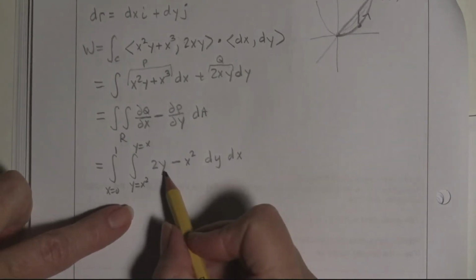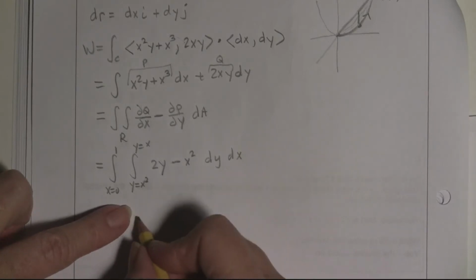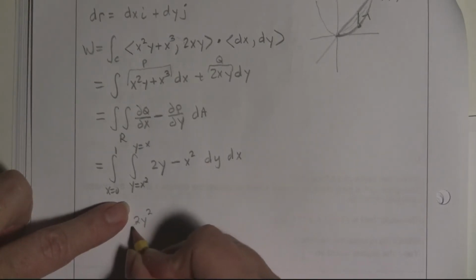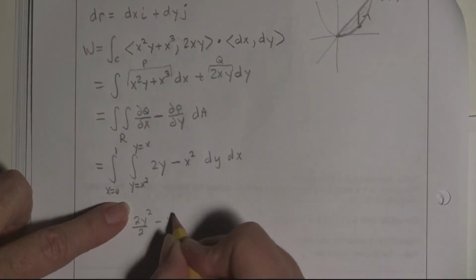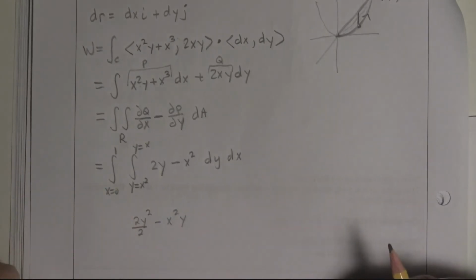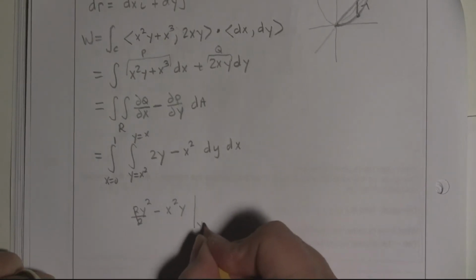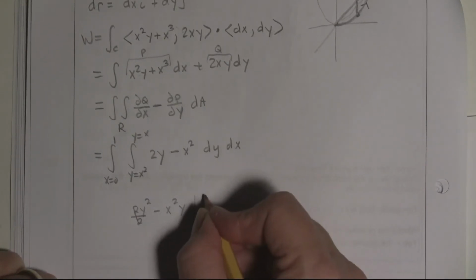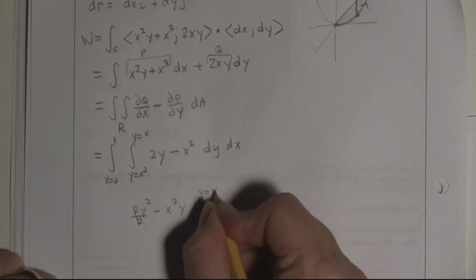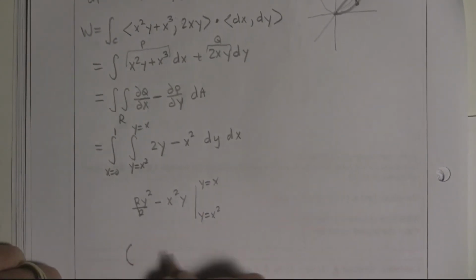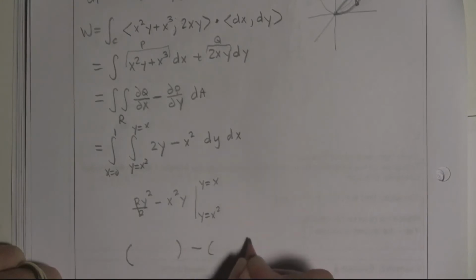So I'm taking the integral with respect to y. So this is going to be 2y squared over 2 minus x squared y. The 2's cancel out. From y equals x squared to y equals x. So upper bound minus lower bound.